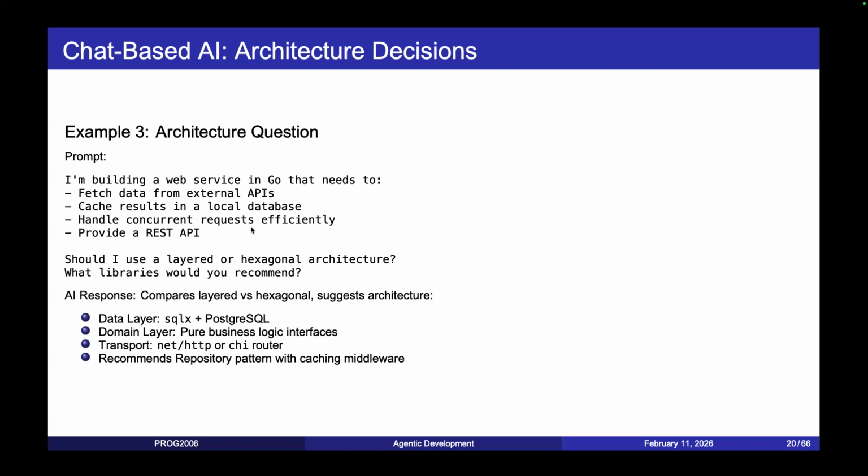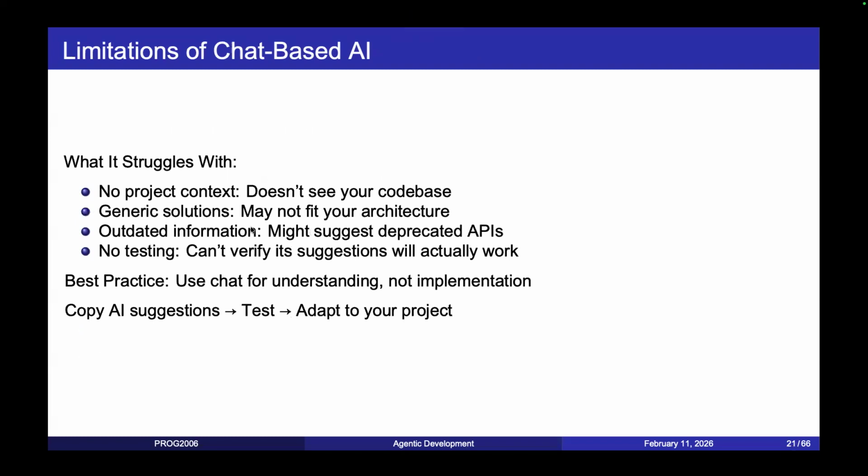So, but in general, as I said, it works quite well. It will struggle if there is no project context, if the generic solutions are not what you're looking for. It sometimes has outdated information, like API versioning and so on, that's a usual problem. And when you're chatting with the bots, they typically cannot really verify what they are saying. So there are two ways to deal with it.